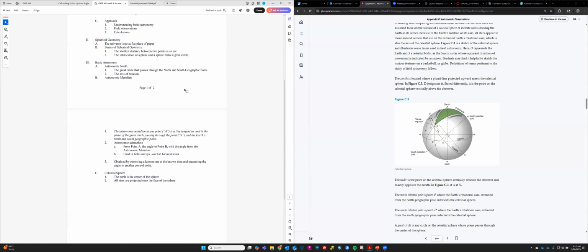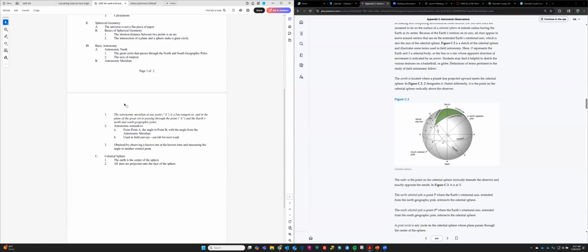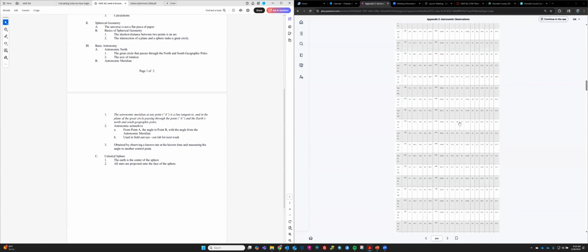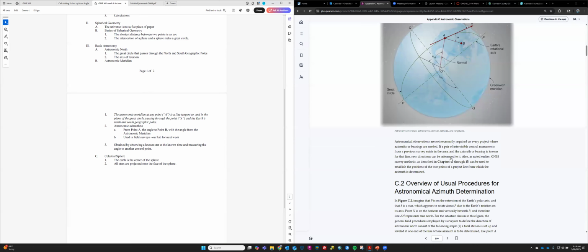Basic astronomy. Astronomic north is the great circle that passes through the north and south geographic poles, the axis of rotation, and the astronomic meridian. So basically, the astronomic meridian at any point A is tangent to the plane of the great circle passing through point A and the north and south geographic poles.